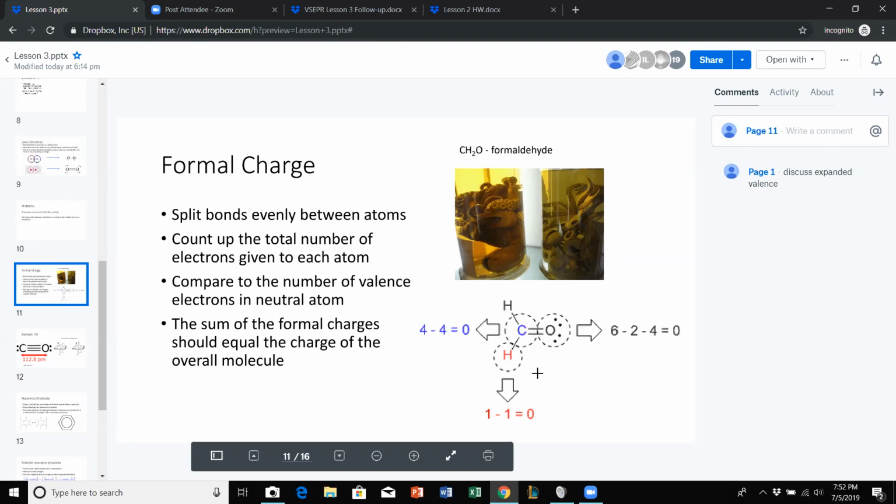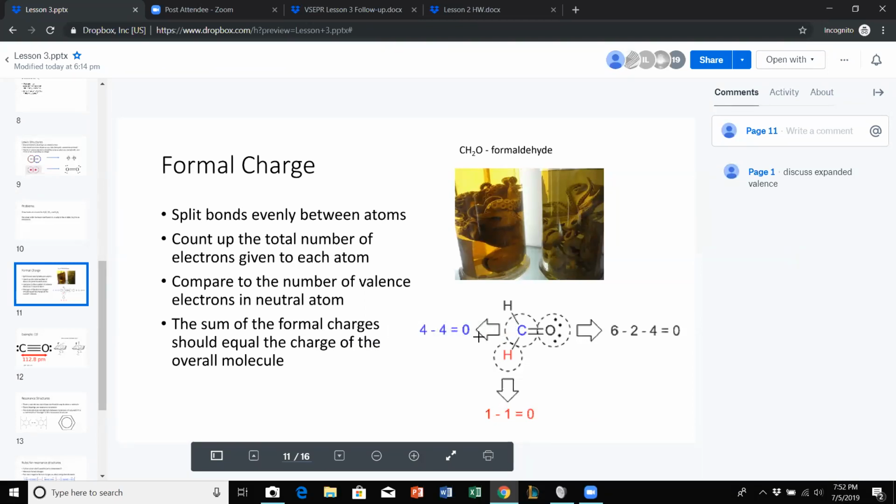Okay, so let's do the hydrogen atom first. Can someone tell me how many electrons are in this bond? Great, 2. So we split those 2 electrons between the carbon and the hydrogen. We give 1 electron to carbon, 1 electron to hydrogen. So now our hydrogen has 1 electron, and a neutral hydrogen atom also has 1 valence electron. So the difference is 0. That's the formal charge.